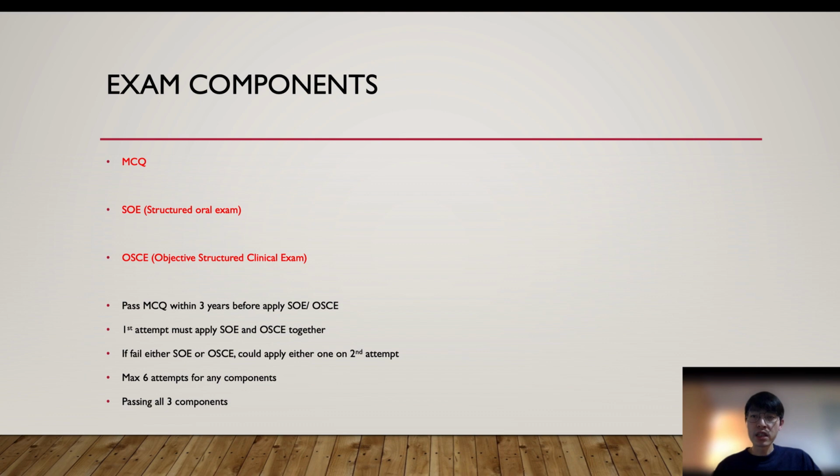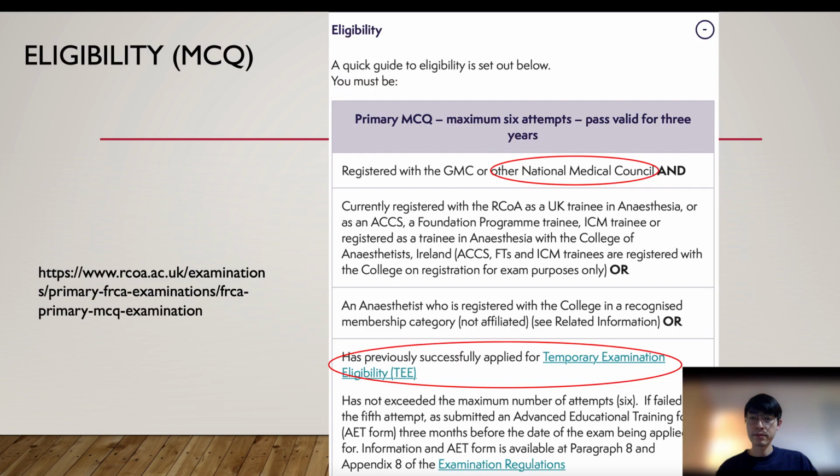FRCA Primary is divided into three main components: the MCQ, SOE, and OSCE. You have to pass the MCQ before you can apply for the SOE and OSCE. Your MCQ will be valid for 3 years to apply for the rest. For the first attempt, you must apply for SOE and OSCE together. If you have failed either one of the components, you could apply for that component on your second attempt. By passing all of them, you can complete the FRCA Primary.